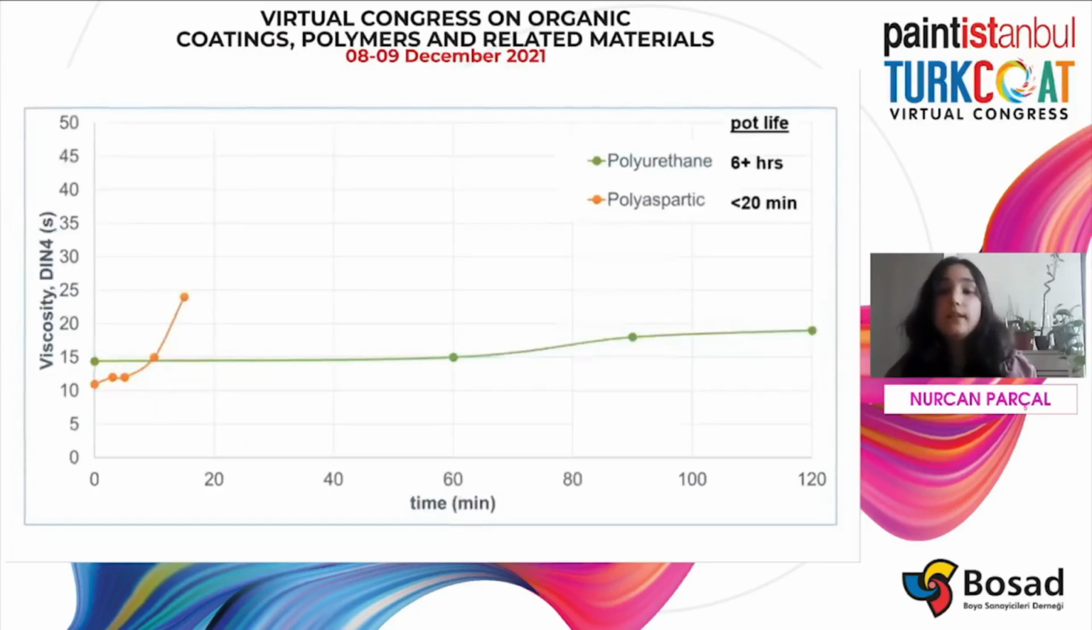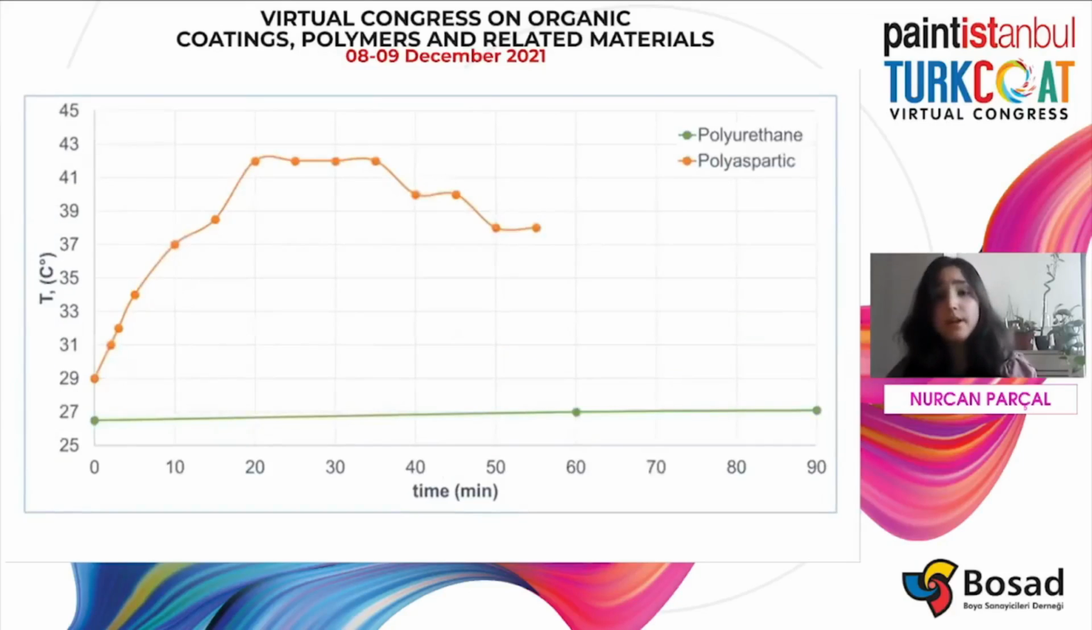Here is a pot life measurement. Polyaspartic material reaches its pot life within 20 minutes. On the other hand, polyurethane is still viscous during that time; its viscosity begins to increase after an hour, and the pot life of it is more than 6 hours.